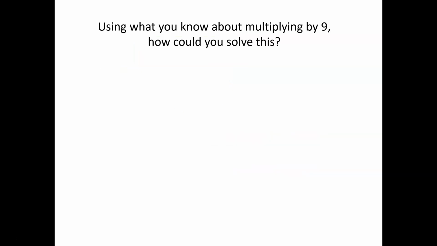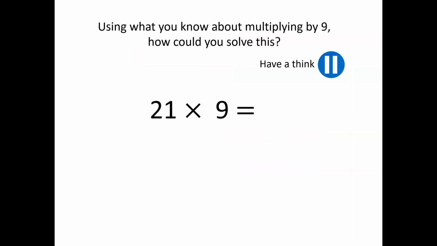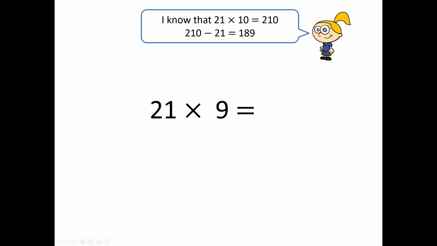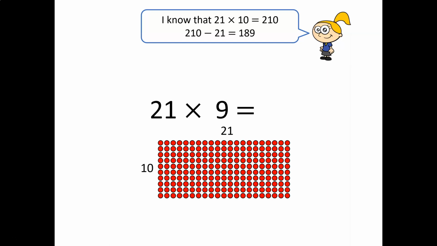How might we use this method to find out what 21 times 9 is? Have a go. We know that 21 times 10 is equal to 210. Well, now just take away one group. 210 take away 21 will leave you 189. 21 times 9 is equal to 189. We can use our generalization to work out that calculation.